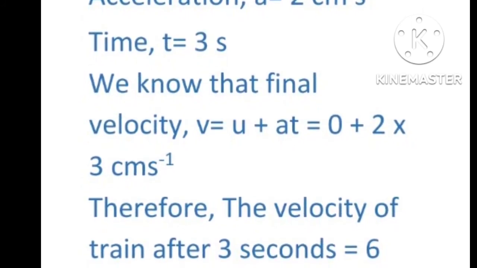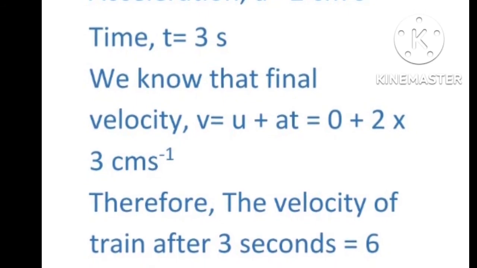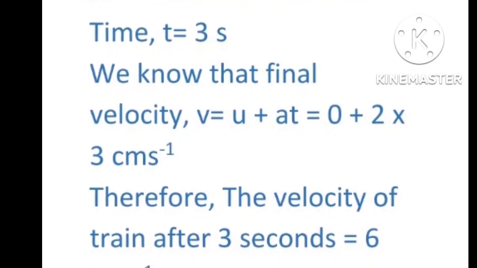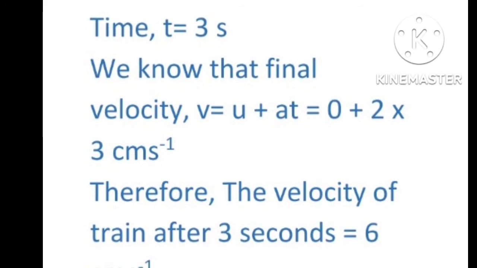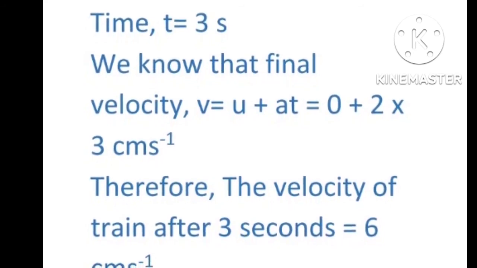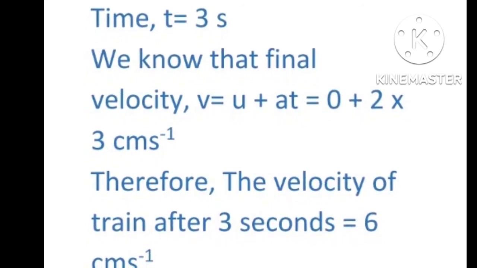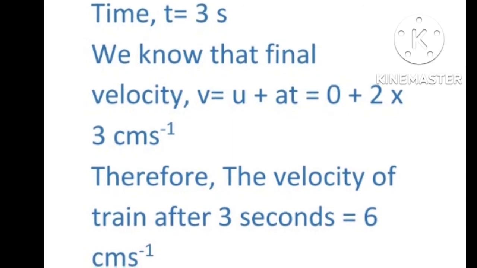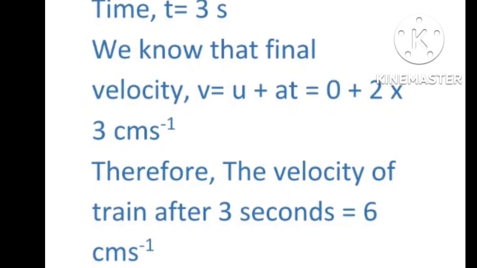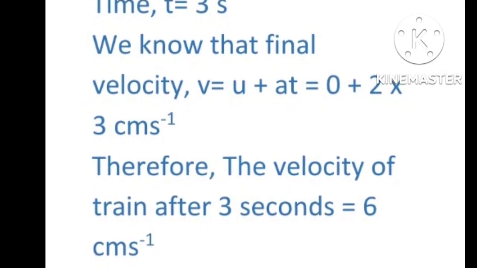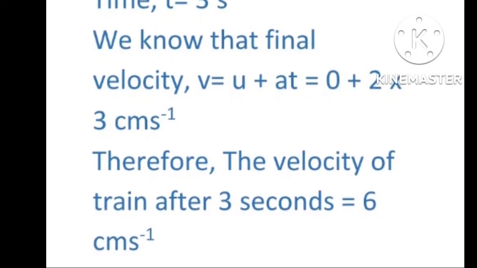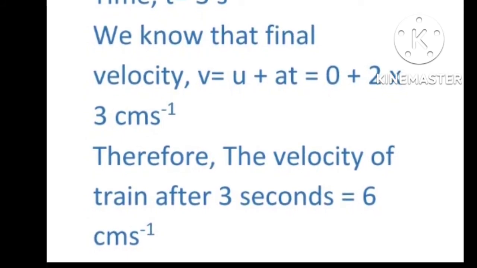That is v equal to u plus at. When we substitute the values, u will be 0. So 0 plus a is 2, that is 2 into t is 3. Okay, so we will get the value as 6 centimeter per second. Okay, hope it is clear to you.